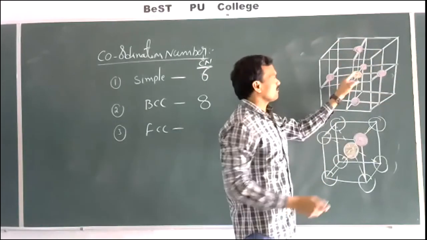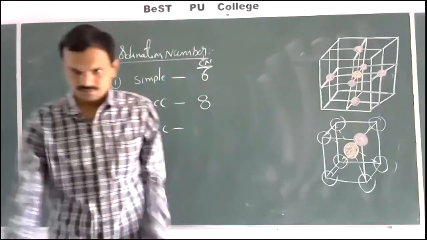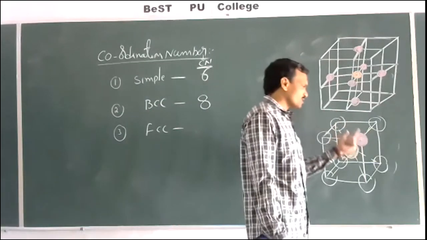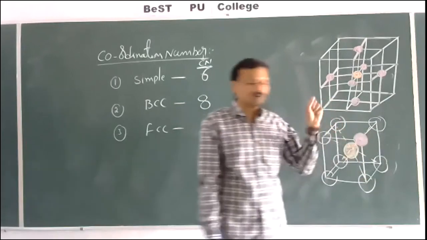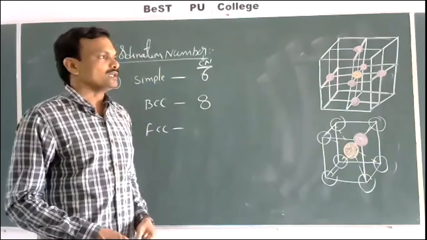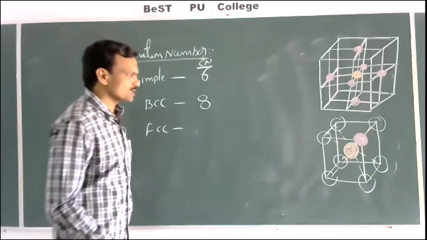Now this particle will be in contact with the 8 body centers of 8 unit cells. Like that, if you select any particle in the body centered cubic lattice, not only the body center particle, any particle in the BCC lattice is in contact with 8 nearest neighboring particles. So the coordination number is 8.